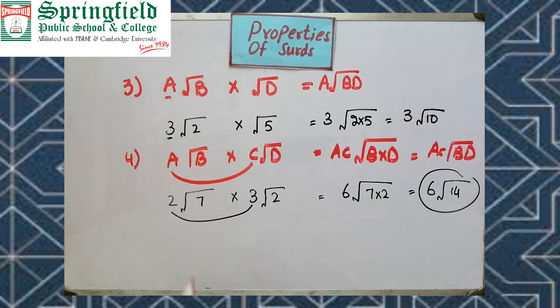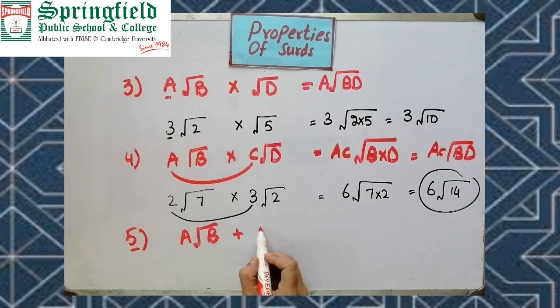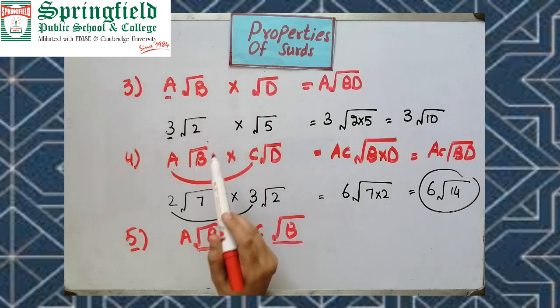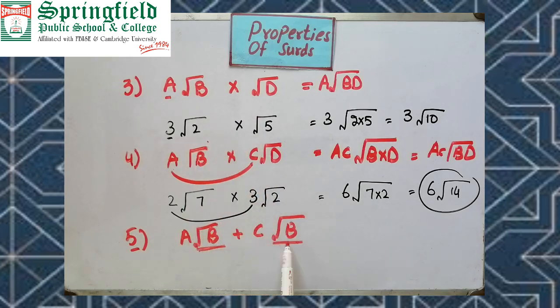Understood, beta? Now come to the fifth property, and the fifth expression is A under root B plus C under root B. Keep in mind, during addition and subtraction, the under root value, or third value, should be the same. Then we will add or subtract, otherwise not. But in multiplication, it's not necessary. Fine? Fine.